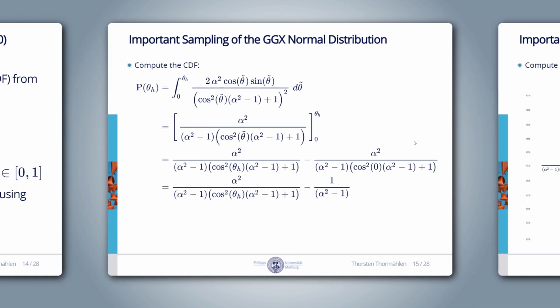Okay, in step 1 we have to compute the CDF. To this end, we compute the integral of our marginal distribution for theta h from -infinity to theta h. However, our distribution is 0 if theta h is smaller than 0, so we can use 0 as the lower limit for the integration instead of -infinity. Once we solve the integral, we get this solution for the CDF.